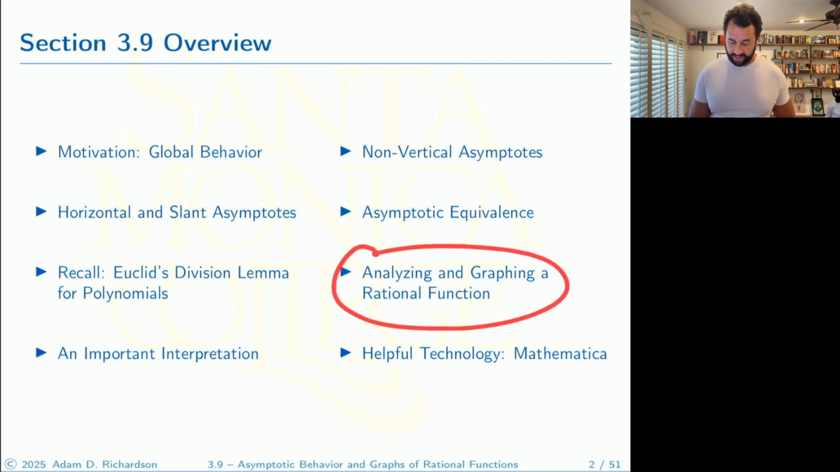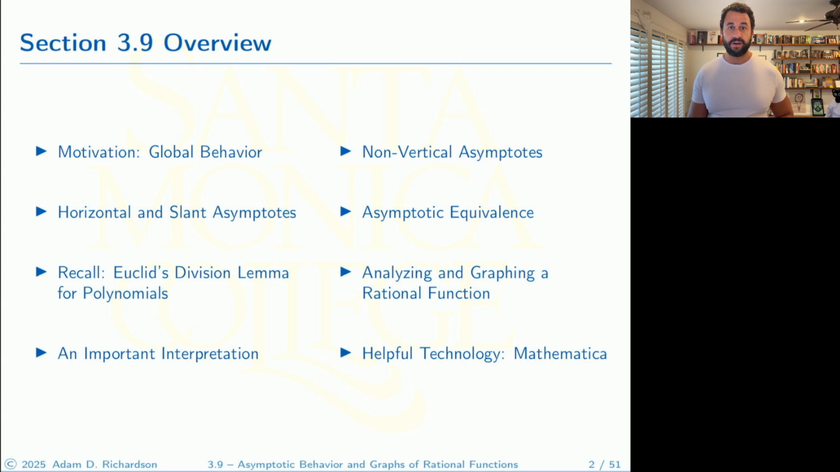Then we're going to finish up by analyzing and graphing a rational function. I've got three really good examples to kind of showcase how that's going to work. And then we'll finish up with some good old helpful technology. Mathematica is going to help us with our analysis.